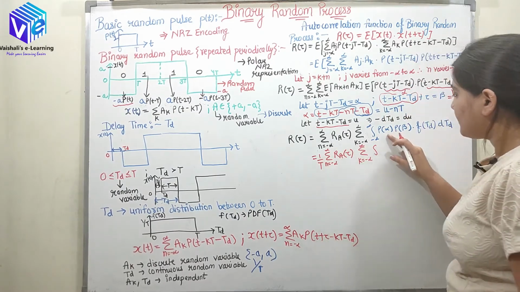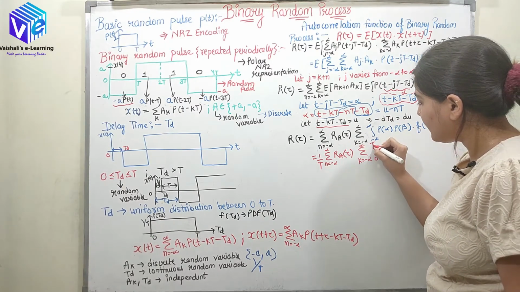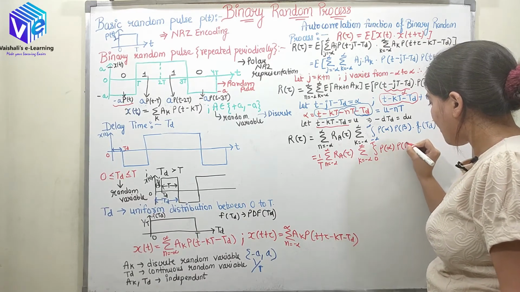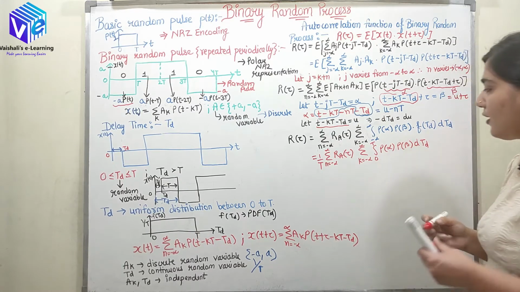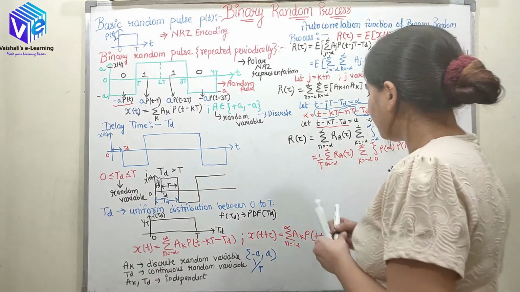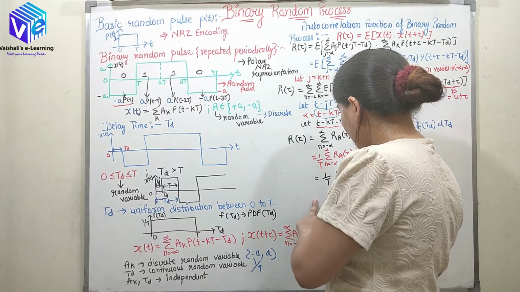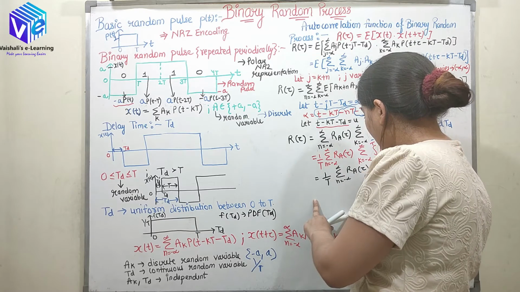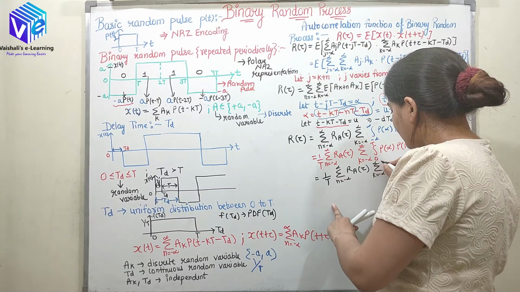Because my f of td is only in the interval 0 to T, here I will be taking p(alpha) p(beta) into dtd. Now I'll be converting it in terms of u. So now in terms of u it will be 1 upon T, summation n equal to minus infinity to infinity R_a(tau), summation k equal to minus infinity to infinity.